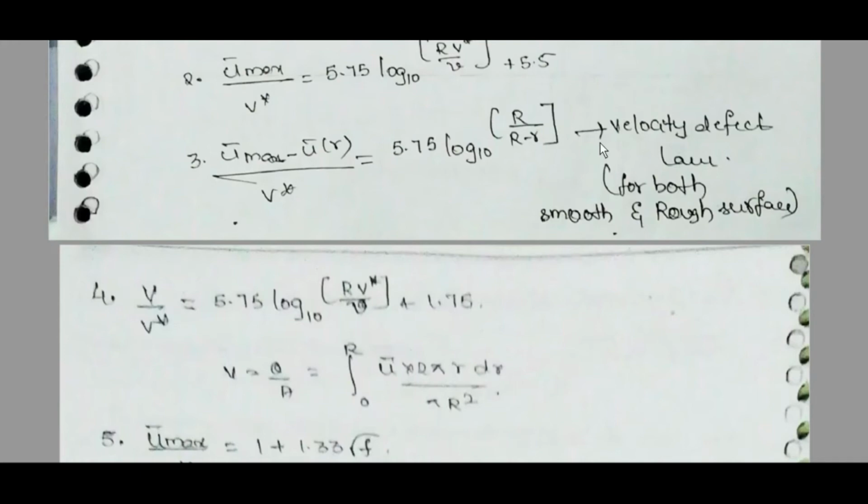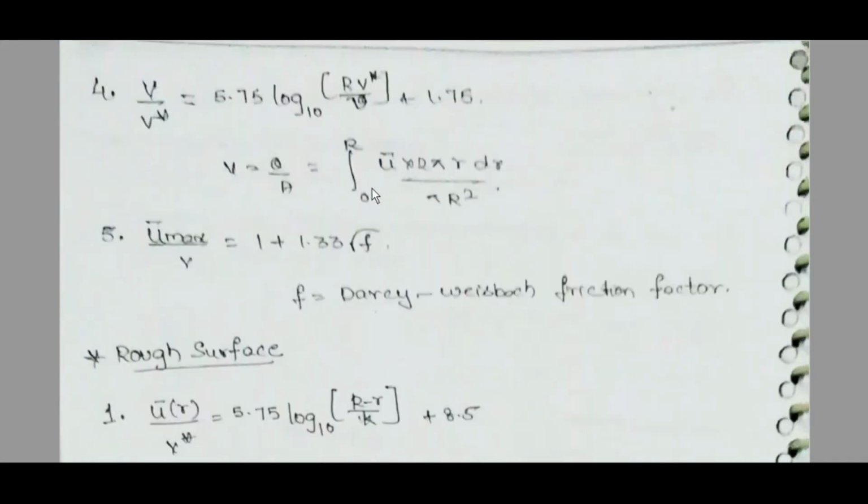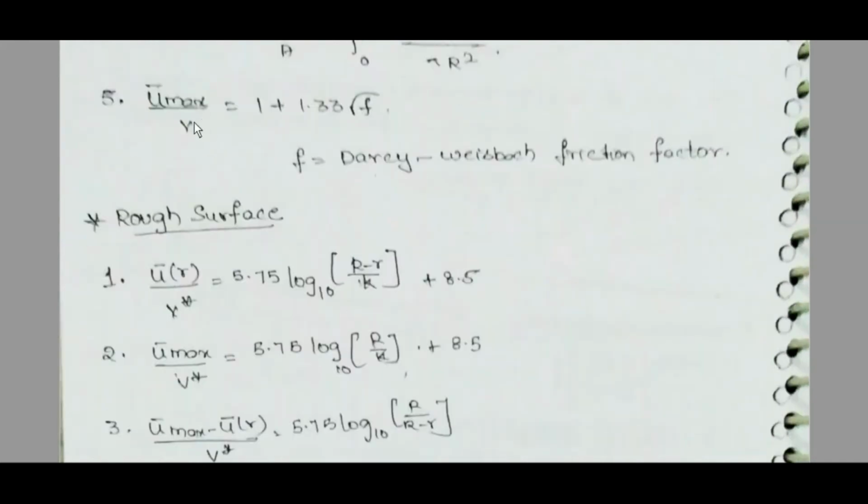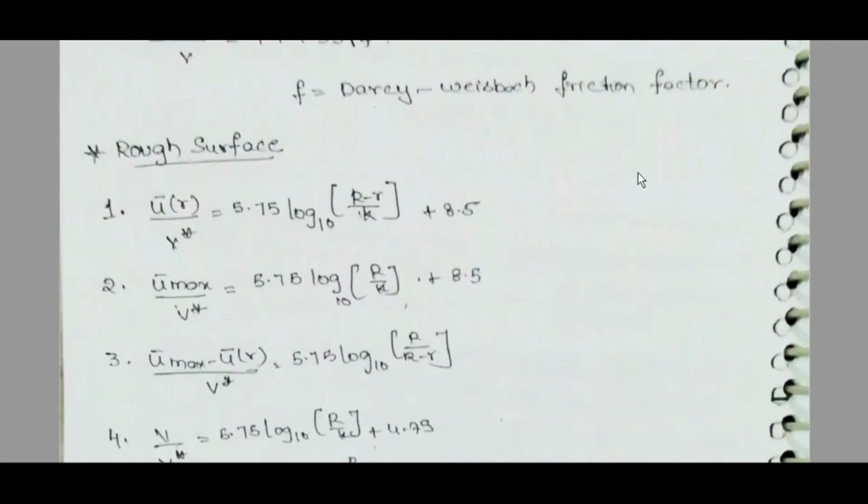Velocity defect law for smooth and rough pipes. V by V star is equal to 5.75 log 10 base capital R V star by v, plus 1.75. V is equal to Q by A, which is the integral from 0 to capital R of u bar into 2 pi r dr, divided by pi capital R square. U bar max by V is equal to 1 plus 1.33 root F, where F is the Darcy Weisbach friction factor.